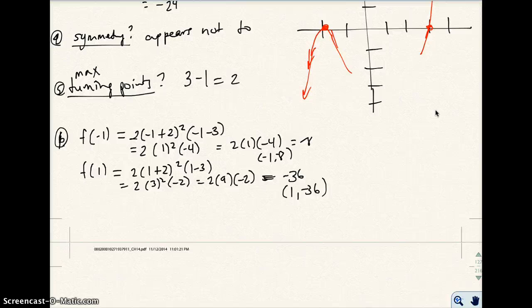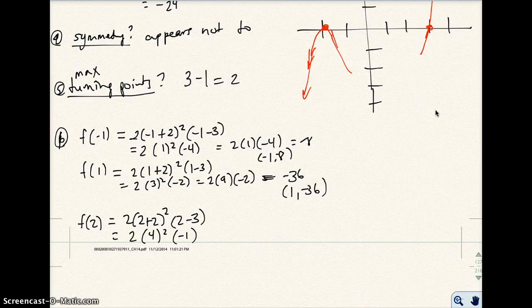(1, -36). And then for f of 2, I get 2 times (2 plus 2) squared times (2 minus 3). And I get 2 times 4 squared times -1. 2 times 16 times -1, which is -32. So (2, -32).